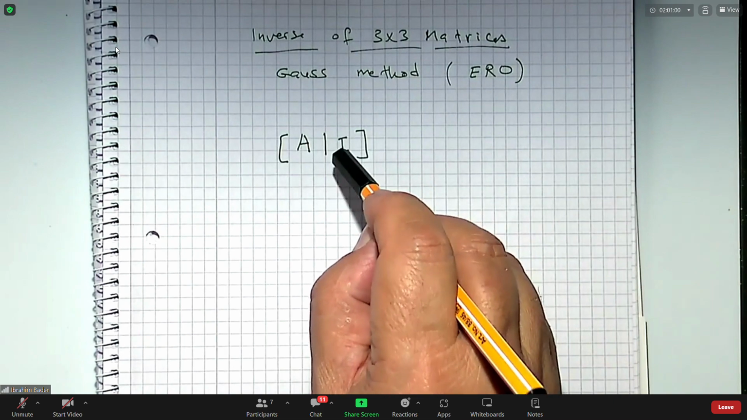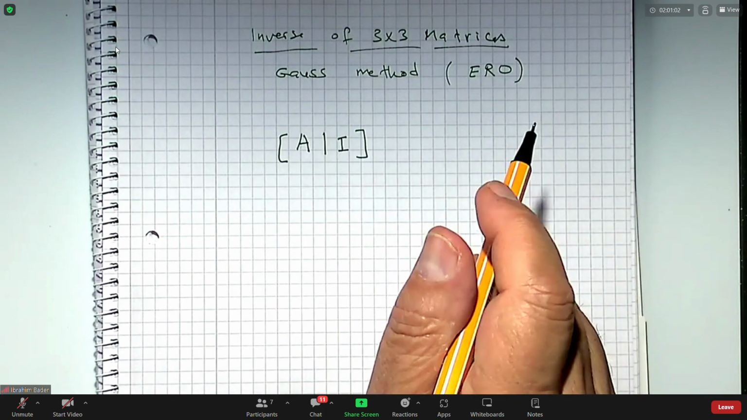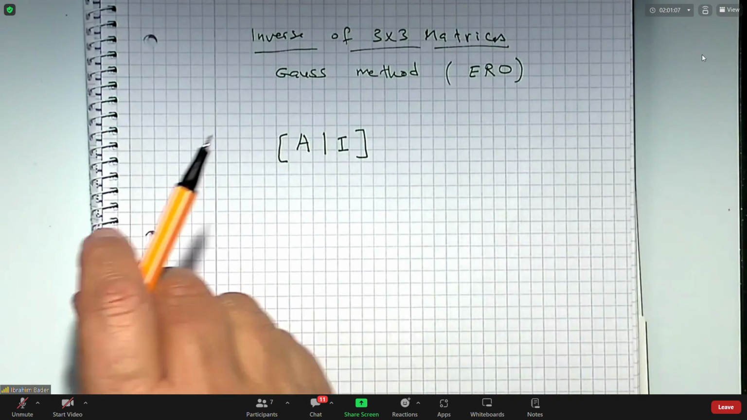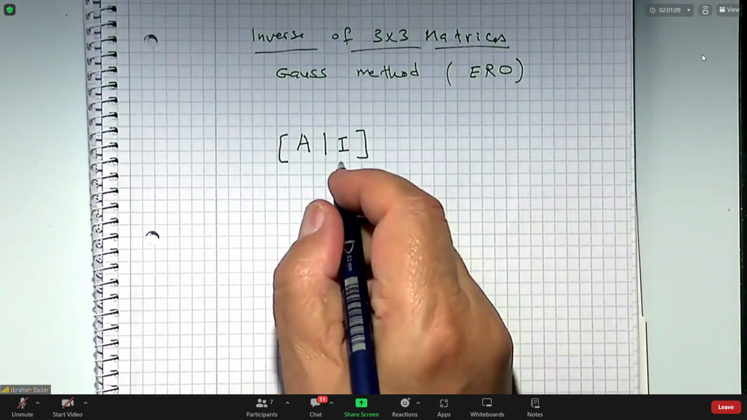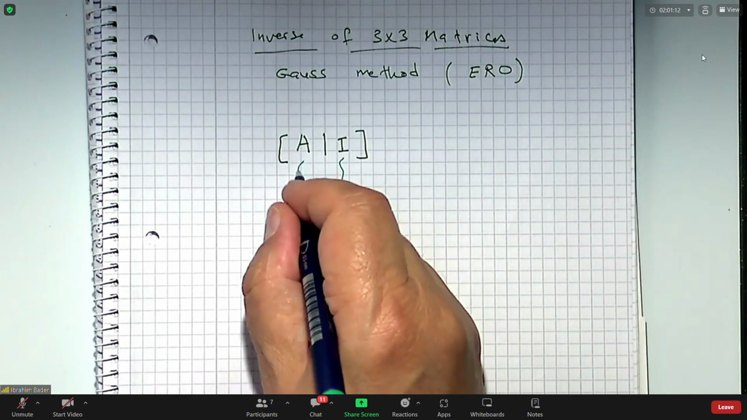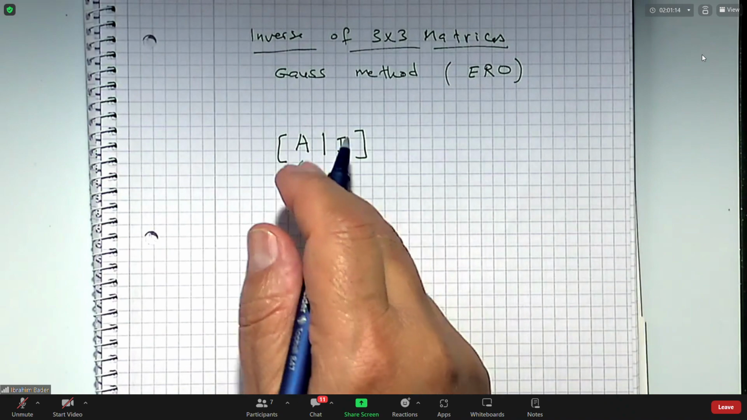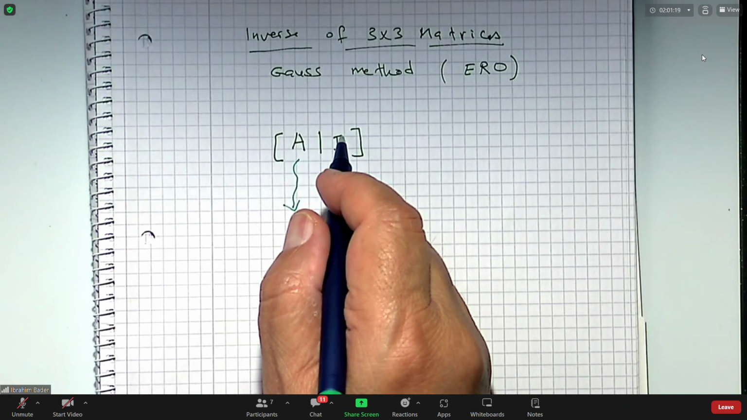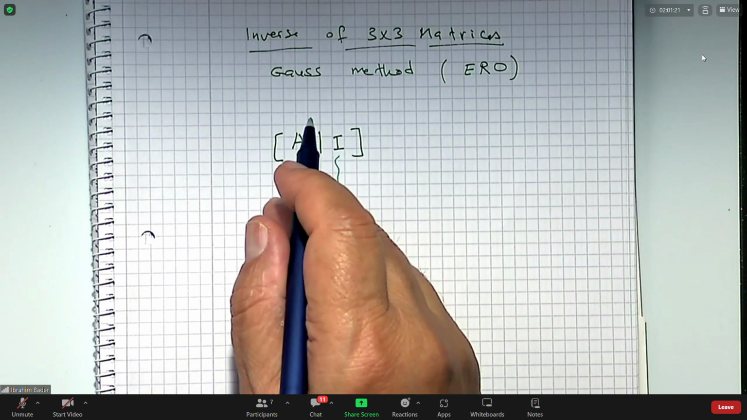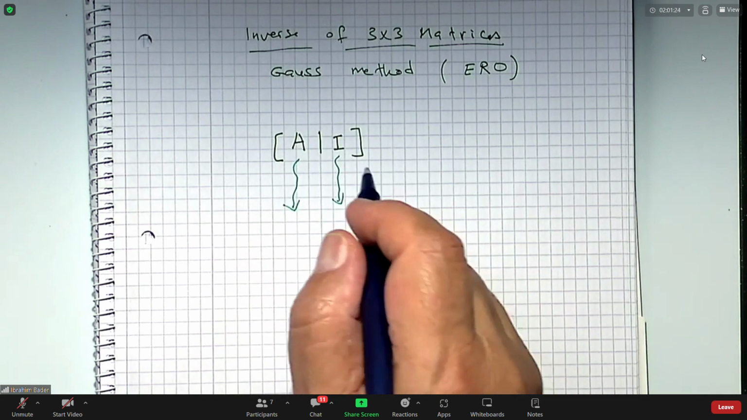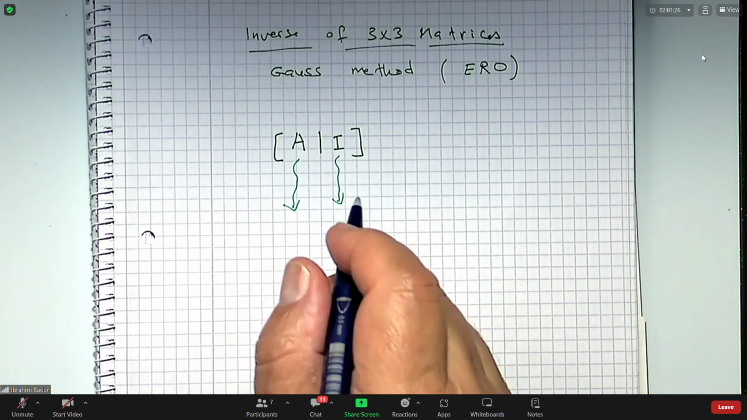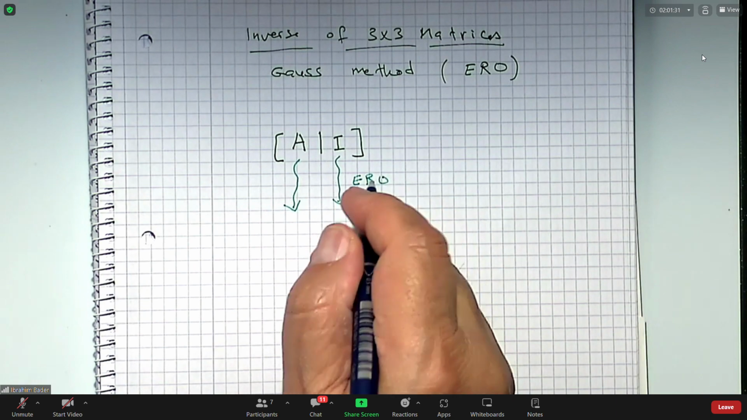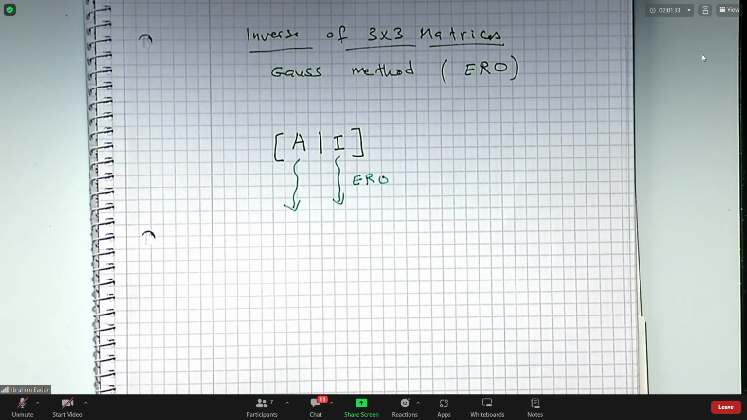The right-hand side. Here we need to place the identity. If A is 3 by 3, then we will have another 3 by 3, so we will be having 3 rows and 6 columns here. Now here we will use the elementary row operations to get this into the following form.